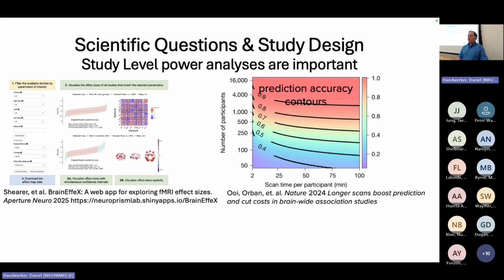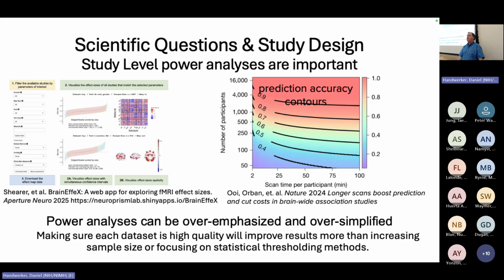There are other studies like this one, which are again looking at brain-wide association studies, which are sort of doing this contour map of how many subjects you need versus how long to scan for each subject. So the longer you scan for each subject, the more stable your individual data is. So the more likely you need less overall subjects. So it's a relationship back and forth. And there's a lot more out there. These are sort of just two that I felt worth mentioning.